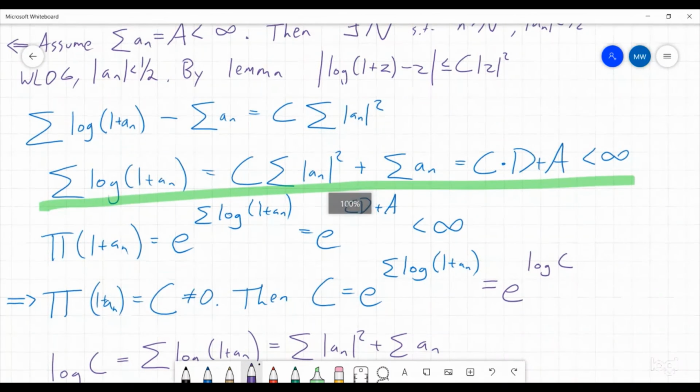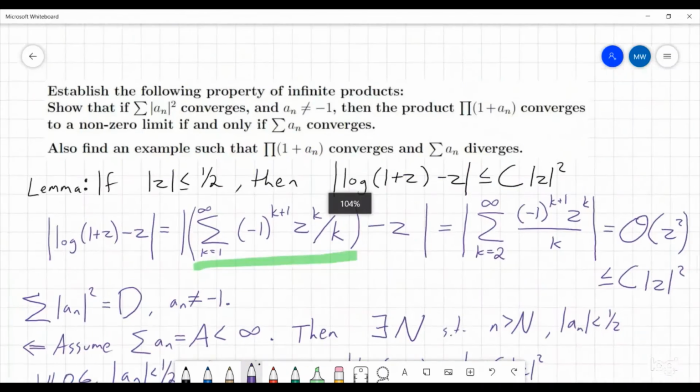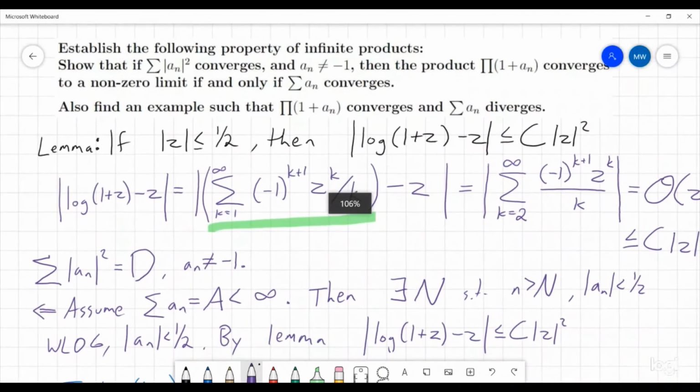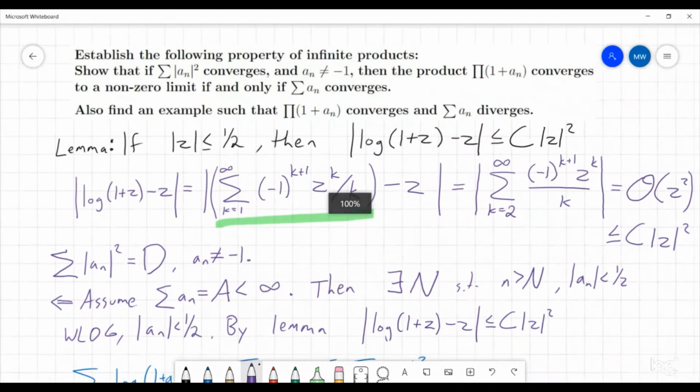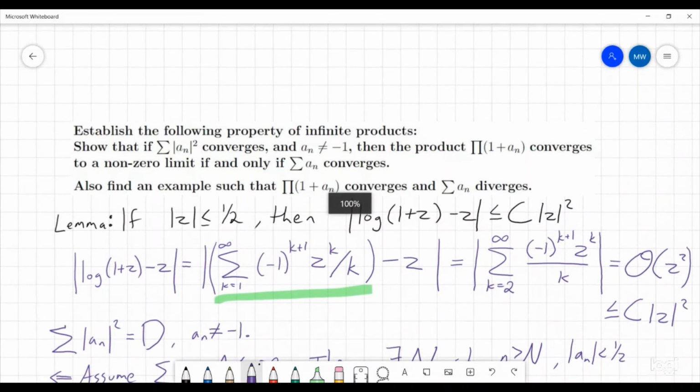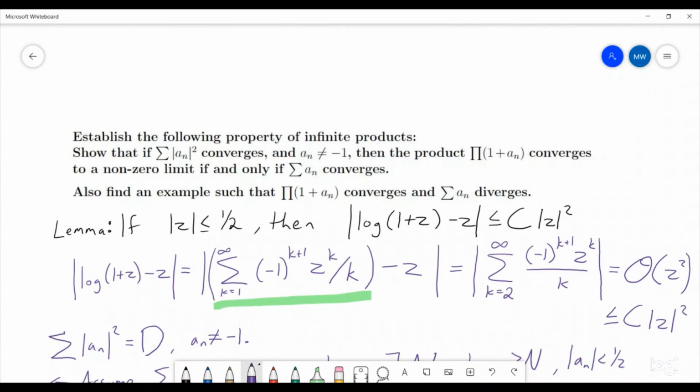Now let's look at our example of something that shows why we need all of those different conditions. Find an example where the product converges but the sum diverges. Notice it just says the product converges. It doesn't say it converges to a non-zero limit. So let's just find a product that's going to go to 0. Well, the product of 1/2 every time, that's going to 0.